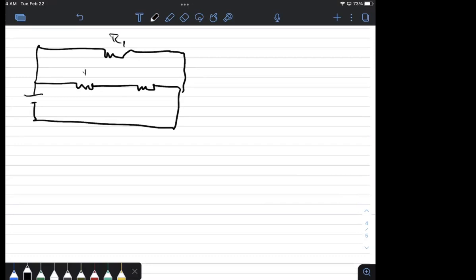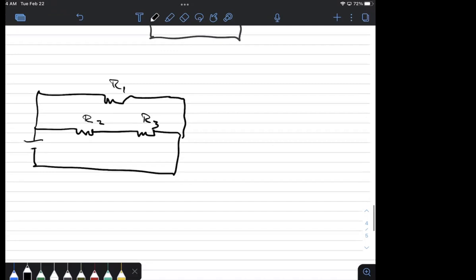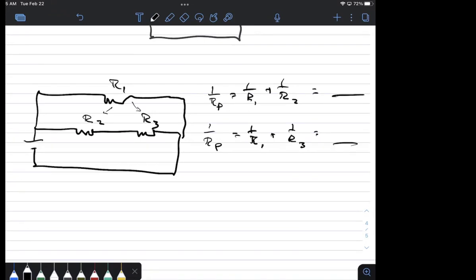Call this R1, R2, R3. What I'll see is people will say, look, these two branches are in parallel. So why don't I just do 1 over R parallel is 1 over R1 plus 1 over R2 and get an answer. And then I'll have another R parallel, which is 1 over R1 plus 1 over R3. Because R1 is parallel to R2. Oh, R1, yeah. That makes sense. And I have those two answers, and then I can add those two answers together.